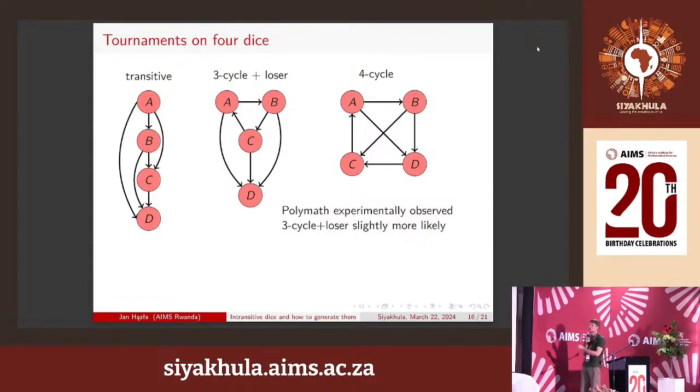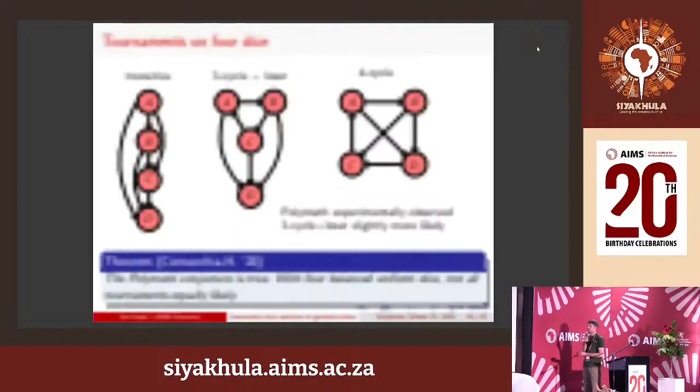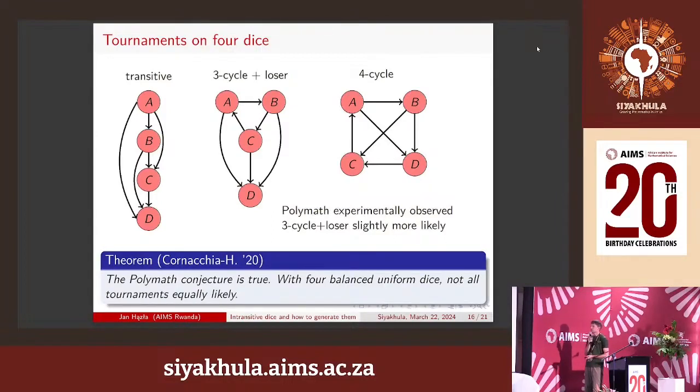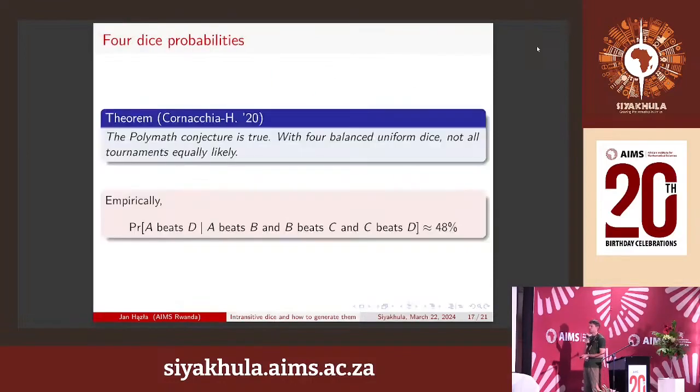So, for example, if you consider tournaments on 4 elements, you realize there are 3 kinds. One of them is transitive, so everything is just ordered transitively. One of them has a cycle of length 3, and then one element which is either losing with everyone or winning with everyone. And one is a full cycle of length 4. What they observed experimentally is that this configuration is slightly more likely than the other ones. And we proved at some point, confirming this conjecture, that if you take more than 3, you don't get complete chaos, you get a little bit off from uniformity.